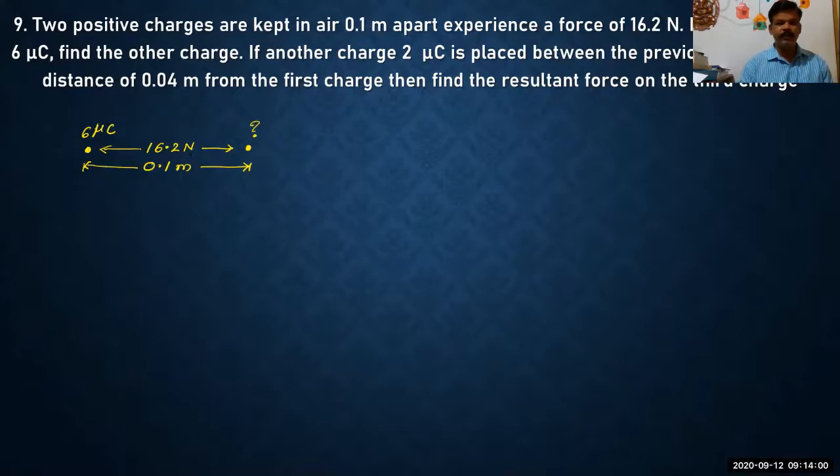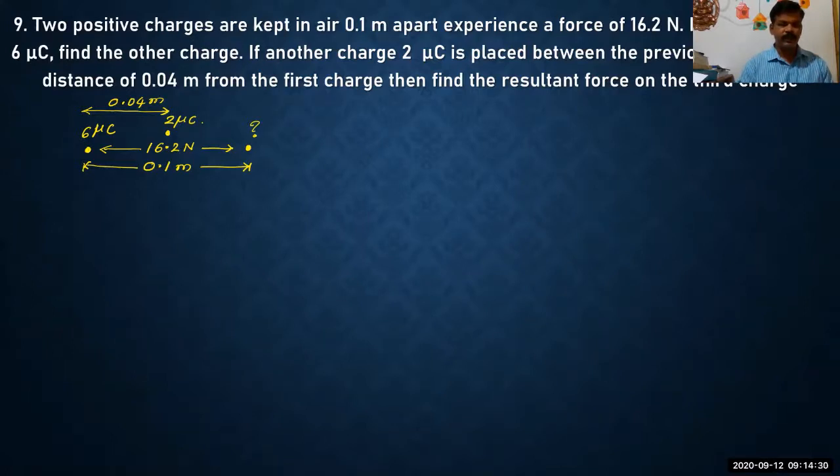Then, in between these two charges, a third charge of 2 microcoulomb is brought, which is present at a distance of 0.04 meter from the first charge. Then find the resultant force acting on the third charge. So this is the problem. It is very simple. See, first let us write the given things.